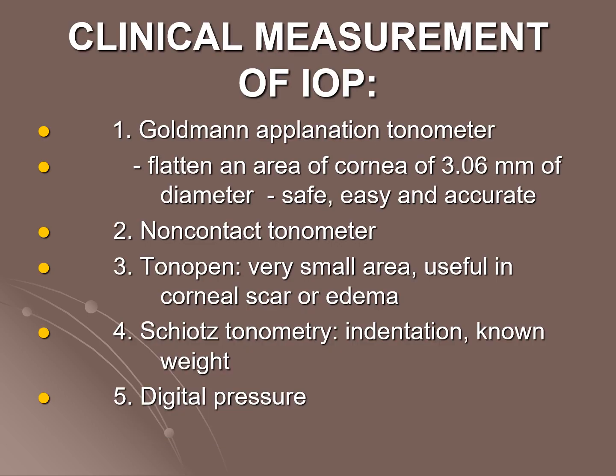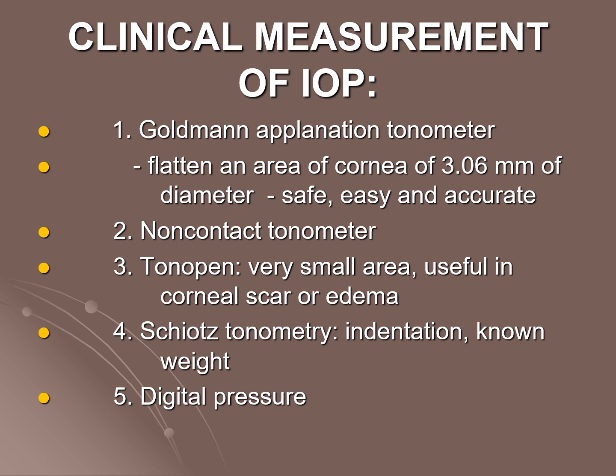Now we will discuss the three parameters by which we diagnose primary open-angle glaucoma: the intraocular pressure, defects in the optic disc, and the visual field defects. We will discuss them one by one. How do we measure the intraocular pressure? We can measure the intraocular pressure by Goldmann applanation tonometer, which flattens an area of cornea of 3.06 millimeters in diameter. It is a very safe, easy, and accurate method.